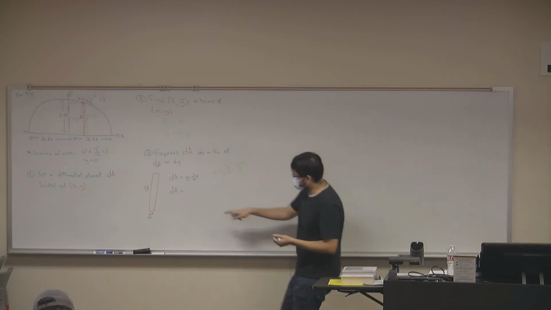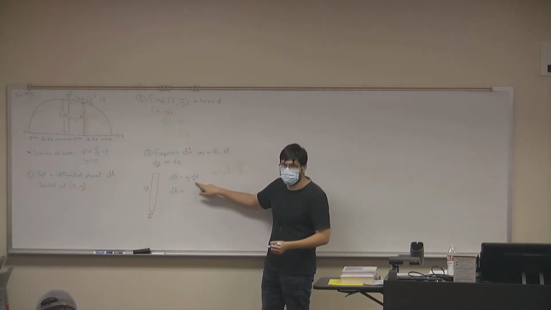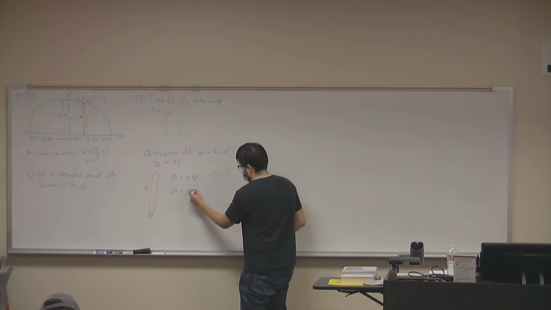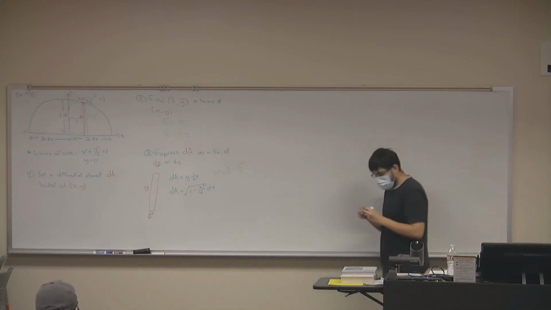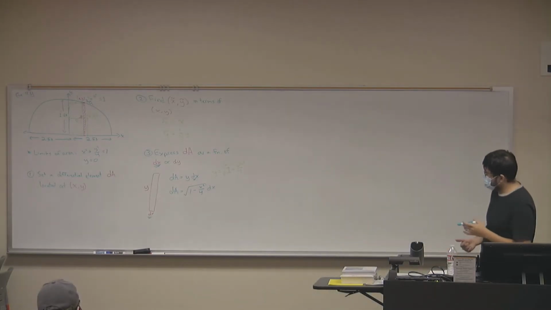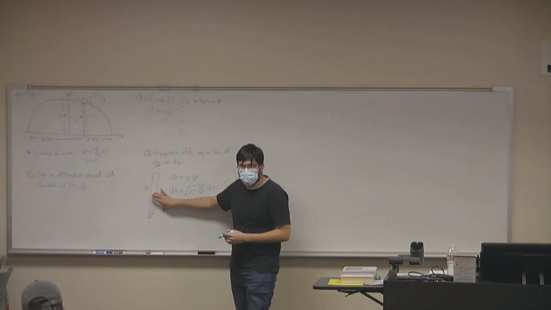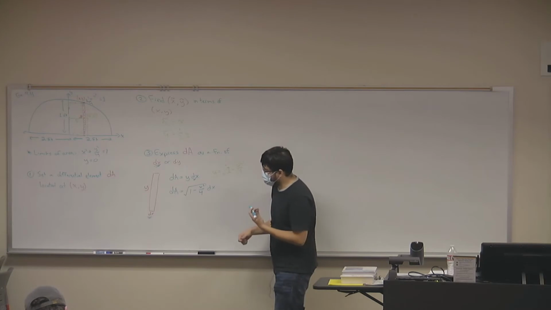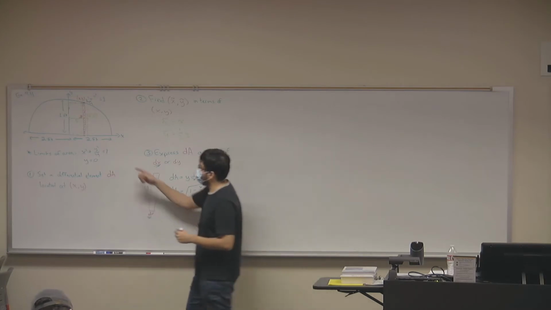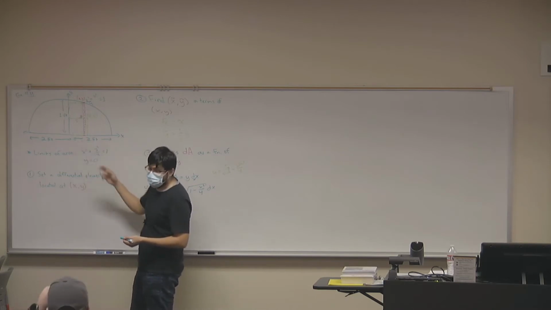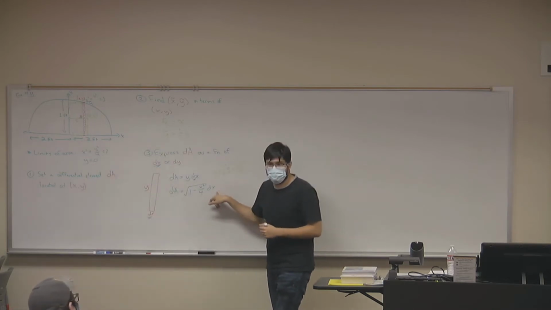So I can say that dA, which is equal to y dx, is actually just equal to y, which is the square root of 1 minus x squared over 4 times dx. I mentioned earlier that when you draw your differential element, you will already know if you're going to be using dx or dy, right? Because when I draw this element here, I know that the tiny distance is going to be dx.